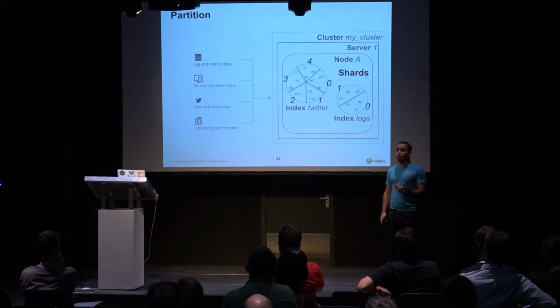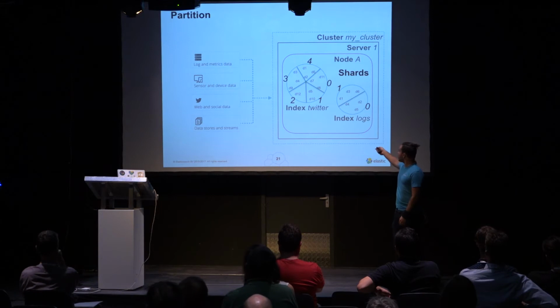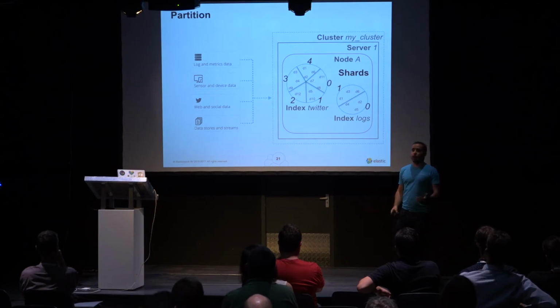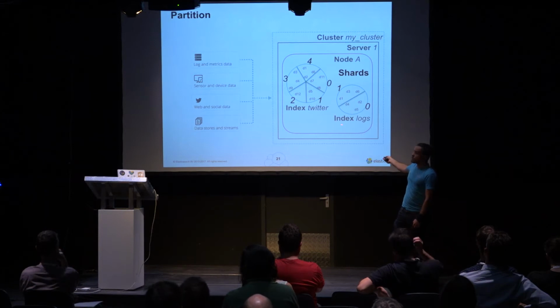And for those of you that know Lucene, each shard is going to be a Lucene instance. We name shards from 0, adding up 1 on every shard you have for an index. So this would be shard 0 of the Twitter index, shard 0 of the logs index.